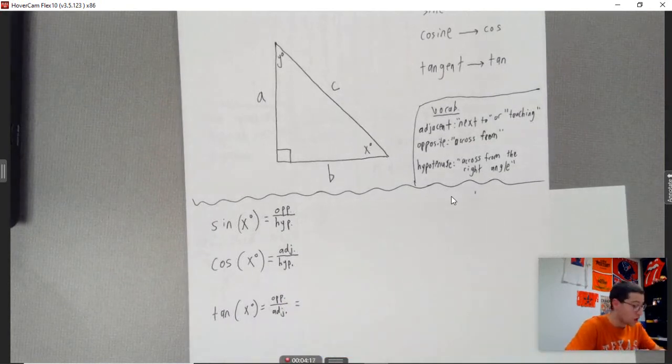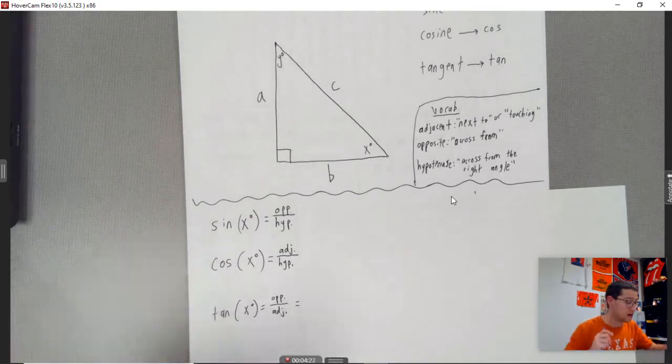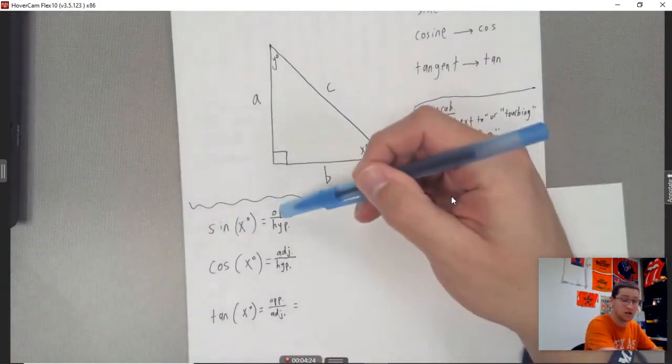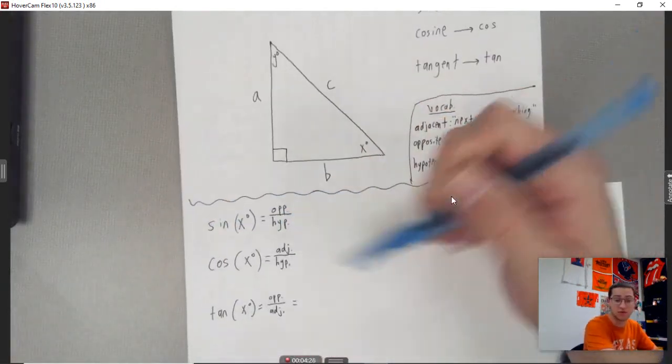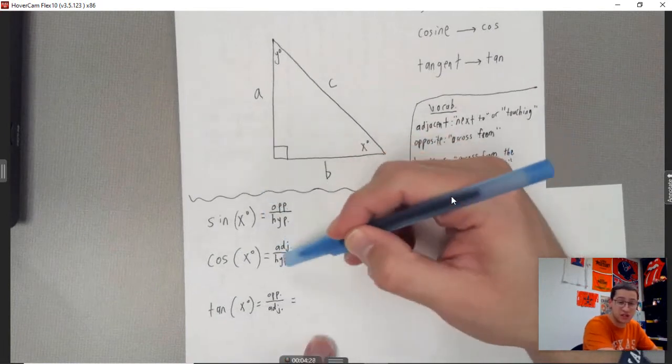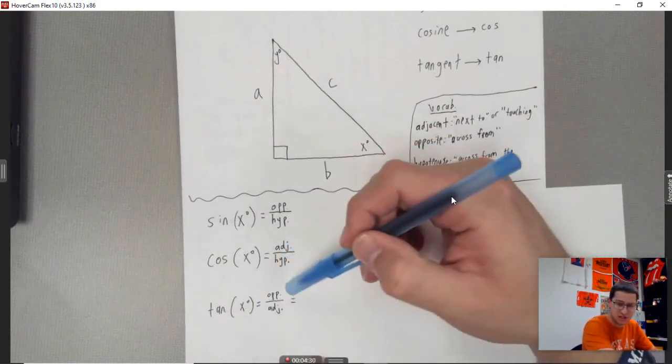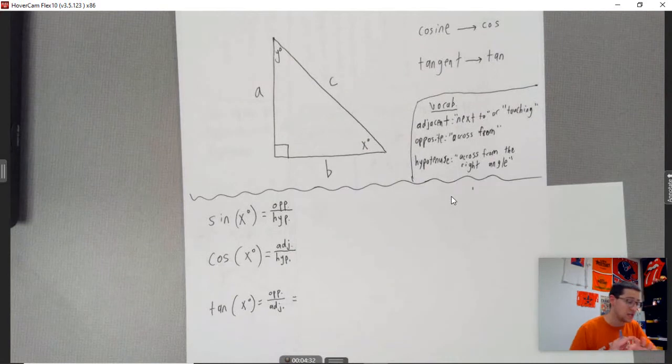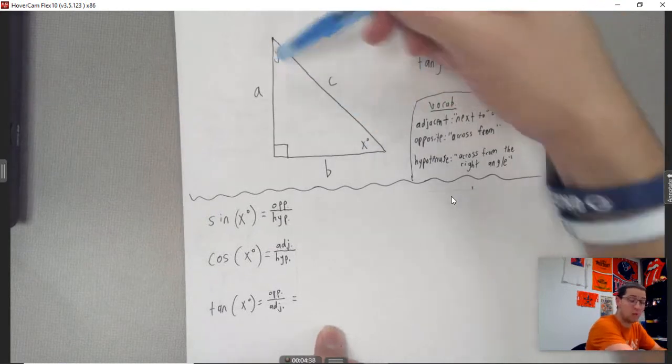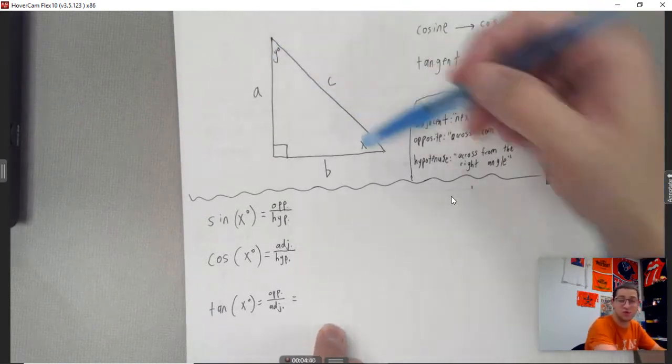That is going to be consistent throughout. Every time we are working with sine, sine is equal to the opposite over the hypotenuse. Cosine is equal to the adjacent over the hypotenuse. Tangent is the opposite over the adjacent. That will remain consistent. The only thing that changes is which of these angles we are looking at.